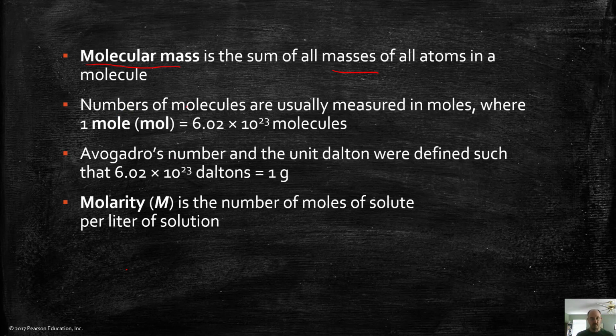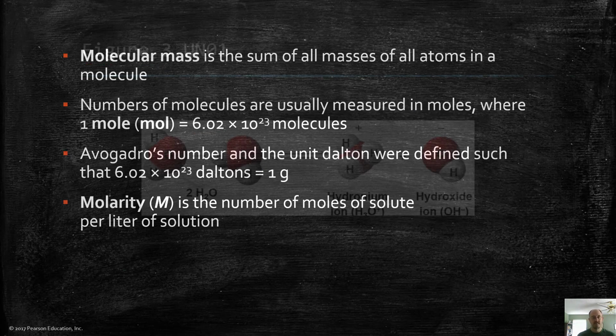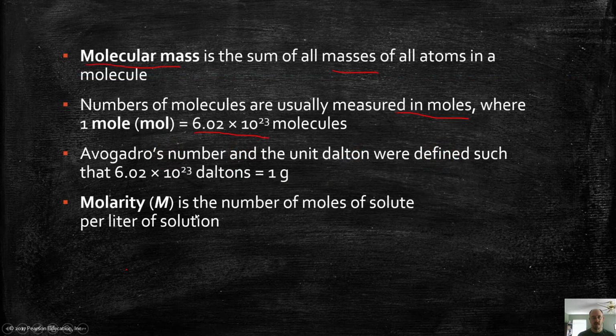Numbers of molecules are usually measured in moles, this unit called a mole. And 1 mole is equal to 6.02 times 10 to the 23rd molecules. Okay, that's a big number. This ties into Avogadro's number, and the unit Dalton were defined. Both of these things were defined so that 6.02 times 10 to the 23rd molecules is equal to 1 gram.